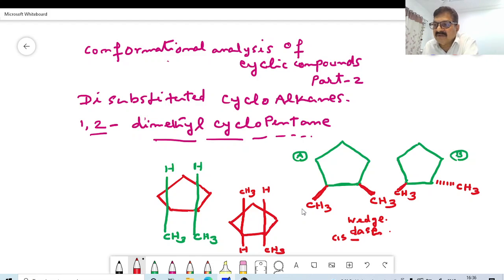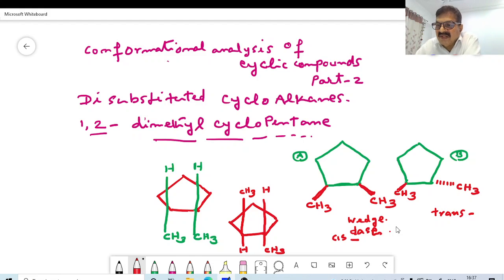And here in structure B, one methyl group is above and one methyl group is below. Therefore, it is a trans isomer. That is why I have used a wedge here for one methyl group and a dash for the other. One methyl group is above the plane of the ring and one methyl group below the plane of the ring. Therefore, these two groups are on opposite sides. That is the trans isomer. Okay, wedge, dash, cis, trans.